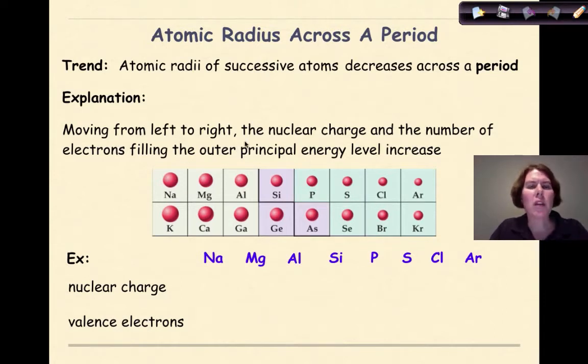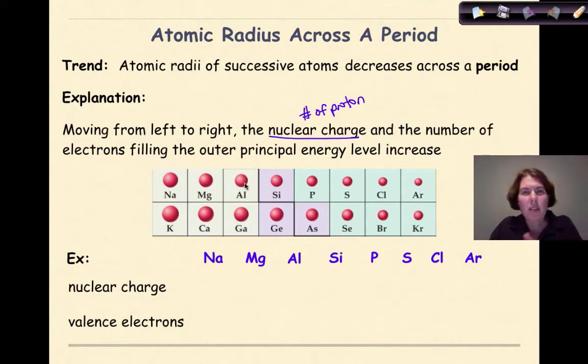Moving from left to right, the nuclear charge, which really translates into the number of protons, or your atomic number, and the number of electrons filling the outer principal energy level will increase. This means the number of valence electrons in that outermost shell is increasing as you go across the period, which makes sense. Sodium has an atomic number of 11, magnesium of 12, and aluminum of 13.